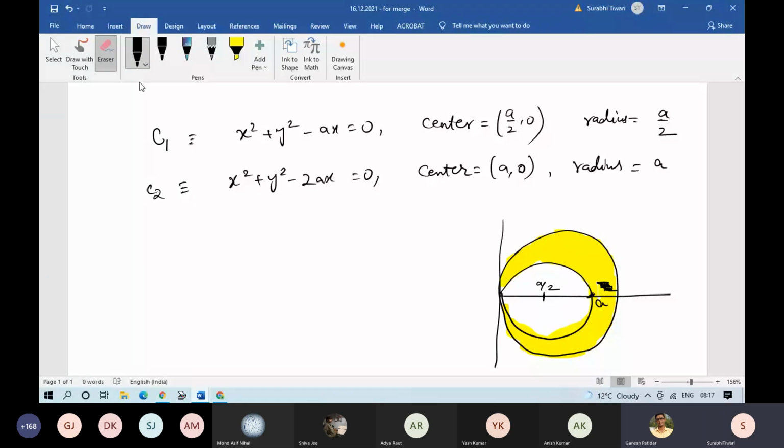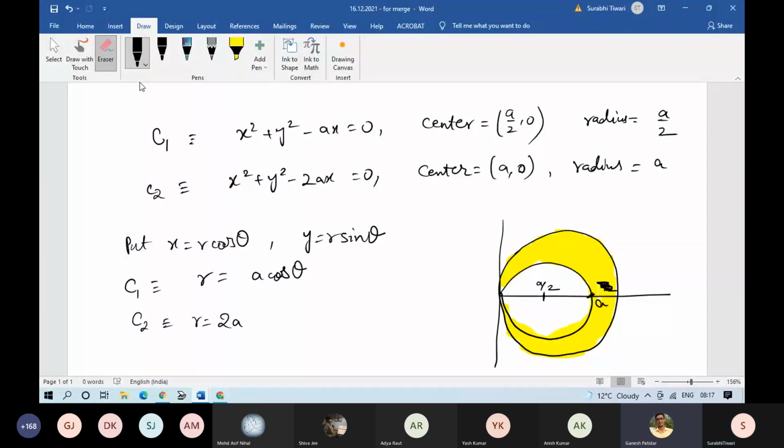So let us change it into polar coordinates. In polar coordinates, put x is equal to r cos theta and y is equal to r sin theta. So what will the equation of circle C1 become? Putting x is equal to r cos theta and y is equal to r sin theta, r is equal to a cos theta, and similarly the equation of C2 becomes r is equal to 2a cos theta. Put it and check.